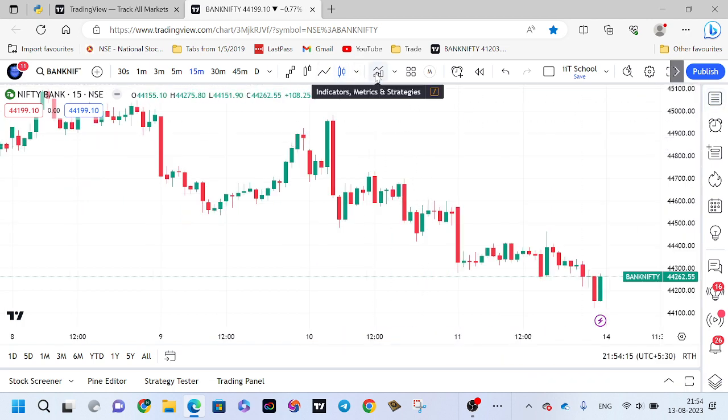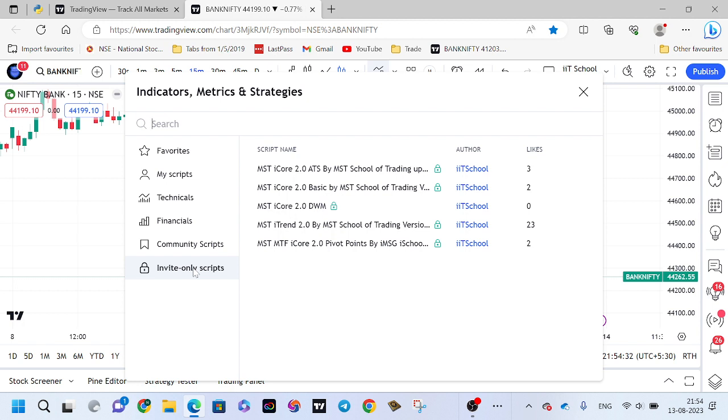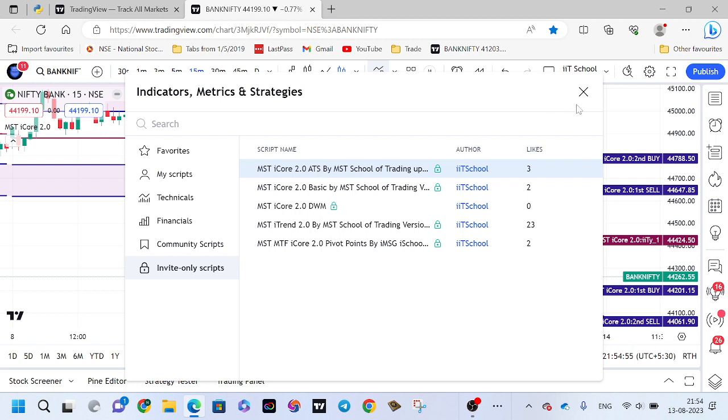Once you have subscribed to our indicator, what is the first step you have to do? Go to the indicators, click on it and go to invite only. In the indicators, metrics and strategy menu, at the bottom left, you can see invite only. Once you have subscribed, our indicators will be available in your system. Just click on the indicator, only once is enough.